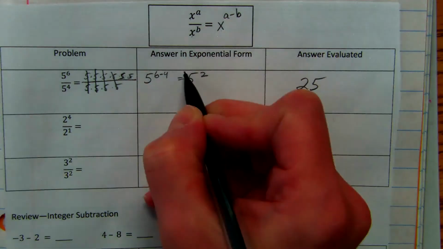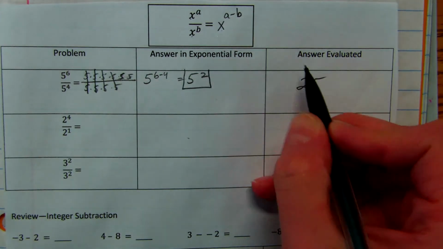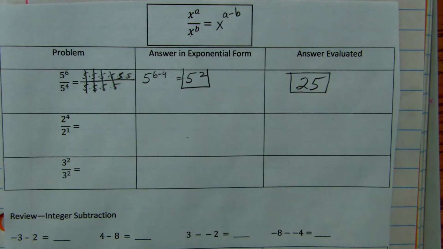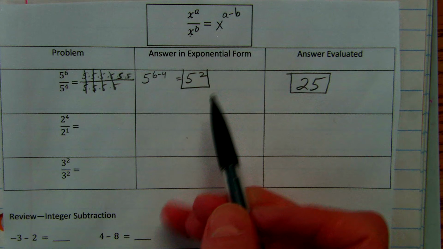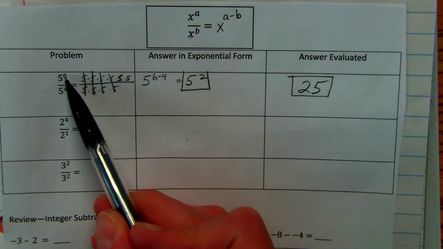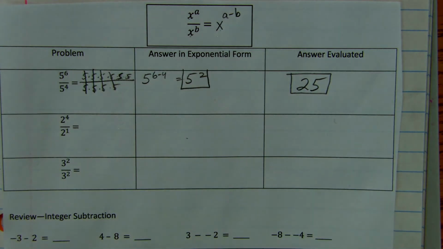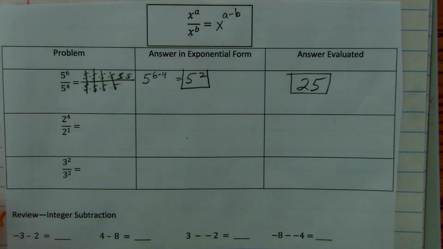So this is the answer in exponential form that we're looking for. And this is the answer evaluated, where we actually do the math to figure it out with the repeated multiplication. But this is why you can subtract, because basically the ones in the top and the bottom can cancel. And there's going to be a little bit of a twist in the middle. We're going to start with the easy ones.